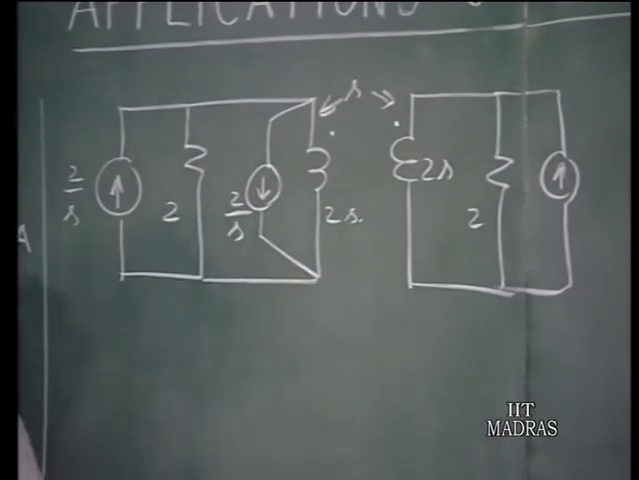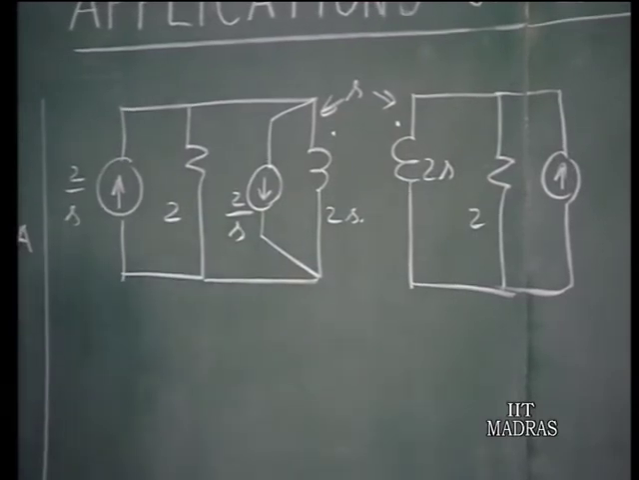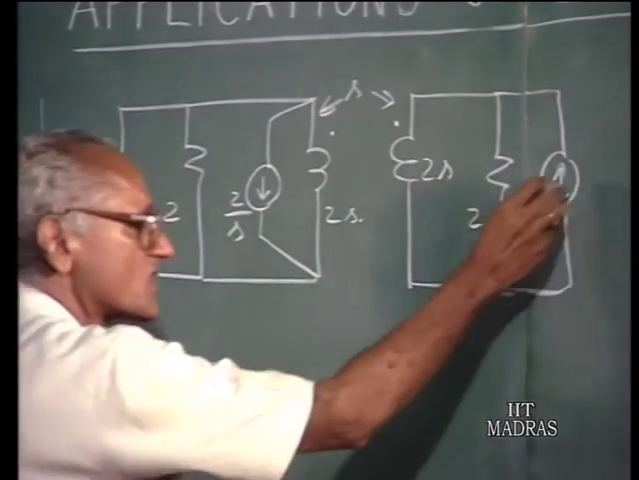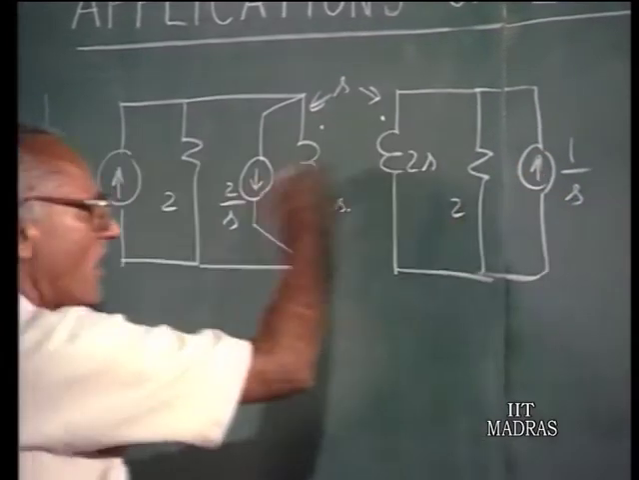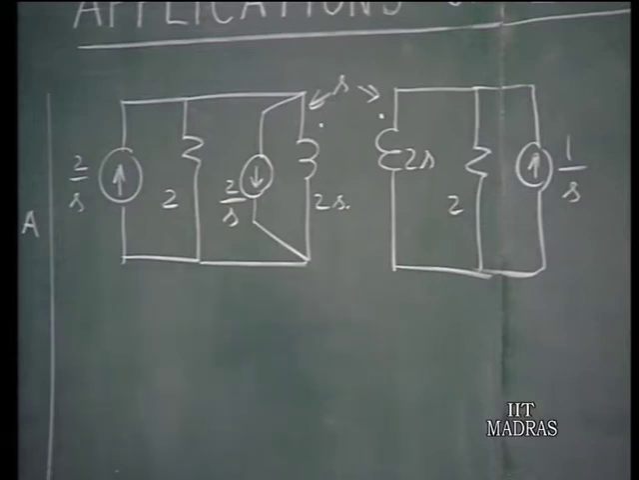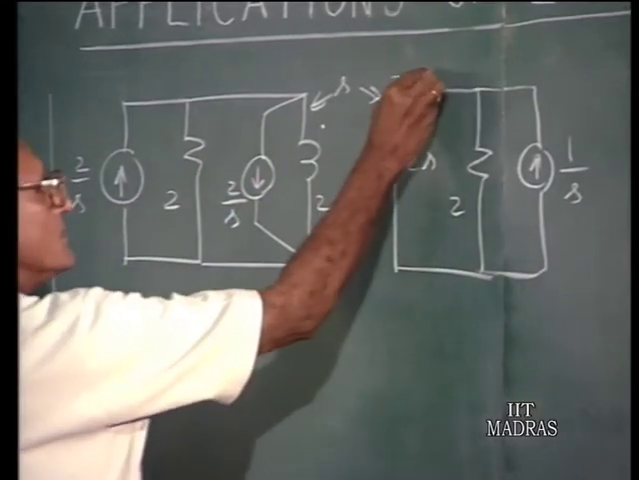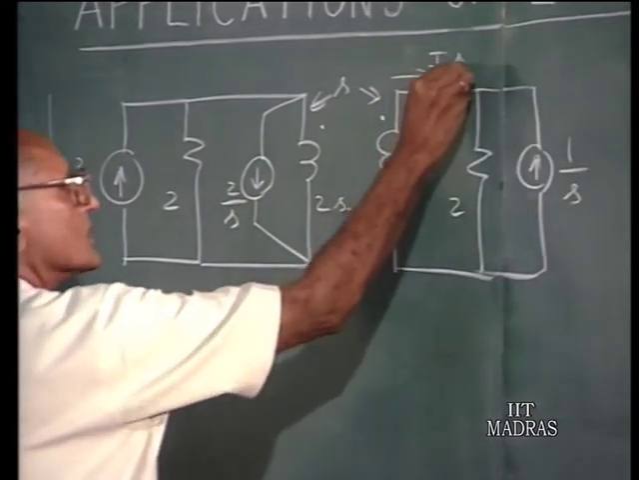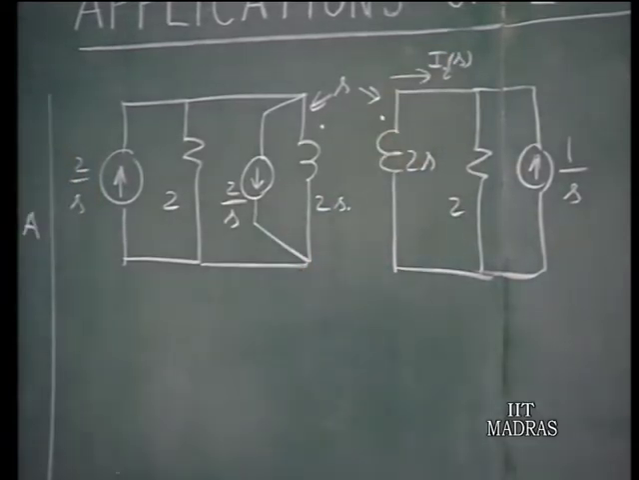You should not put the current source as 1 here, but 1 by S because that is a DC source and we are talking about the transform domain. All the variables here are transformed variables. Now, in this we are interested in finding out I2 of S. This is what we are after.